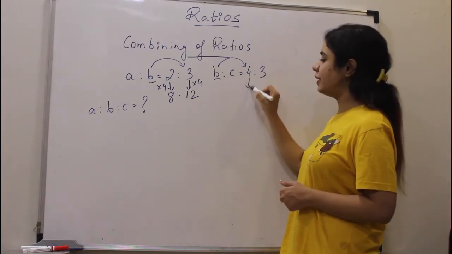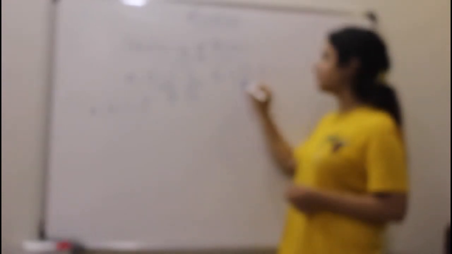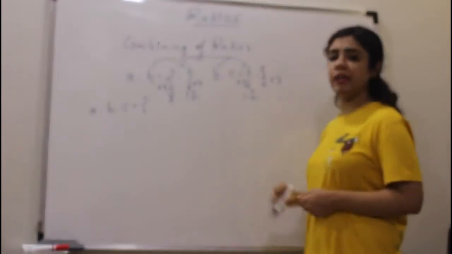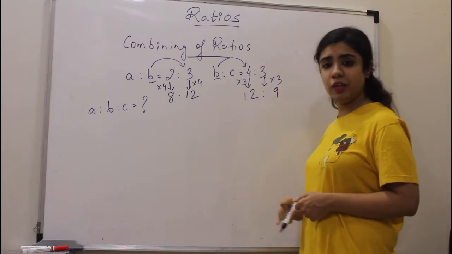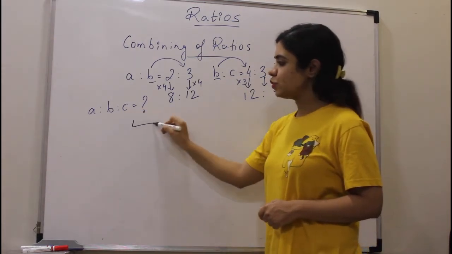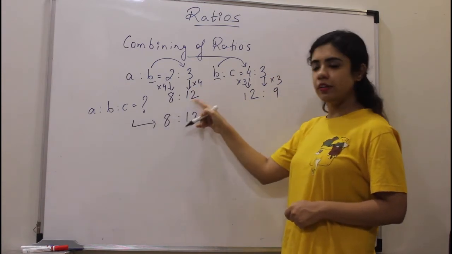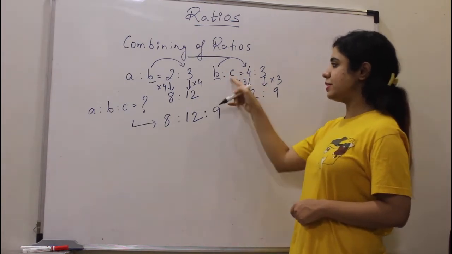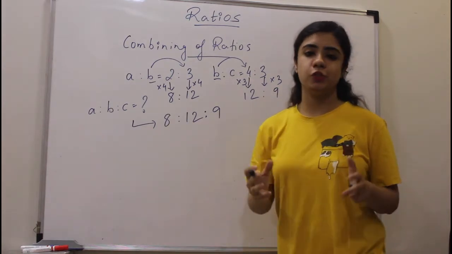Similarly, you have to make this a 12. 4 should become a 12, so you will have to multiply this with 3. If you're multiplying this with 3, this should also get multiplied by 3. So it becomes 9, and your ratio becomes 12 is to 9. Now we wanted A is to B is to C. So your A is to B is to C will be 8 is to 12 is to 9, because C corresponds to 9. So this is how you combine 2 ratios together.